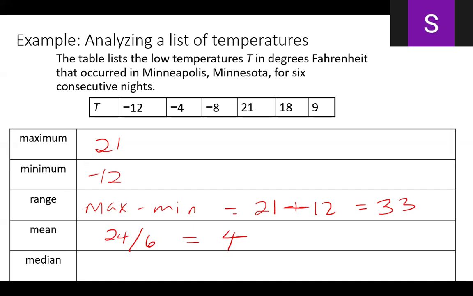Okay. Your median is based off of your numbers being in sequential order. So in sequential order, from smallest to largest, we have -12, -8, -4, 9, 18, 21. Okay. Notice that we have an even set of numbers, so we have two numbers in the middle. To find your median, when you have an even set of numbers, you have to find the average between those two numbers in the middle. So we have -4 plus 9 divided by 2. -4 plus 9 is 5. So we have 5 divided by 2, which equals 2.5.